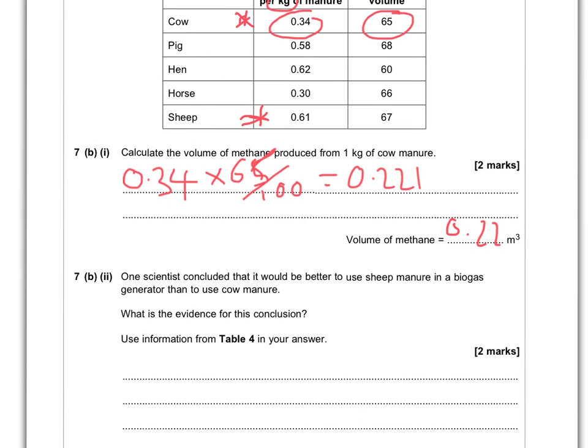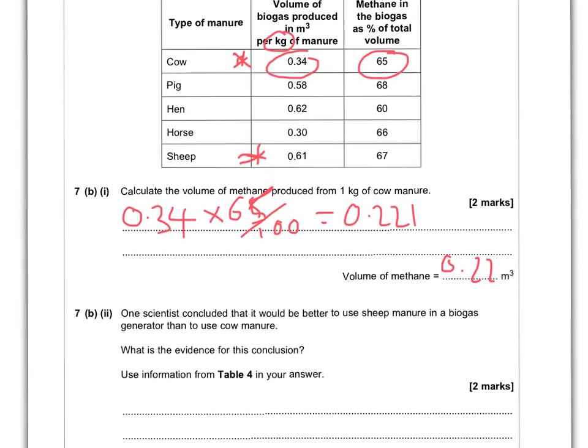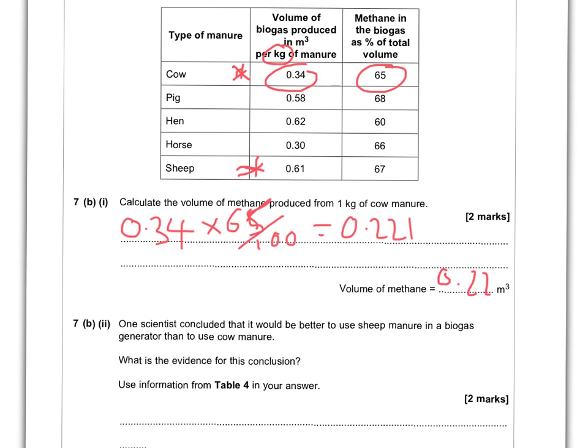Well, sheep manure produces a higher volume of biogas. Down here, look. I'll move the table down so you can see properly. So it produces a higher volume of biogas than does the cow one. So this produces far more biogas than that in terms of volume. So 1 mark for that. And also it produces biogas with a high percentage of methane. So here it's got more methane in it.